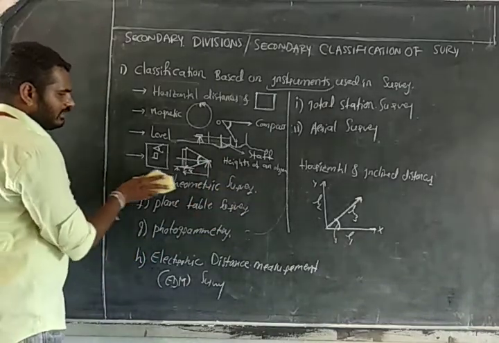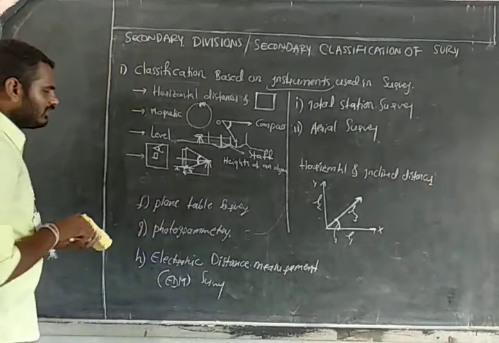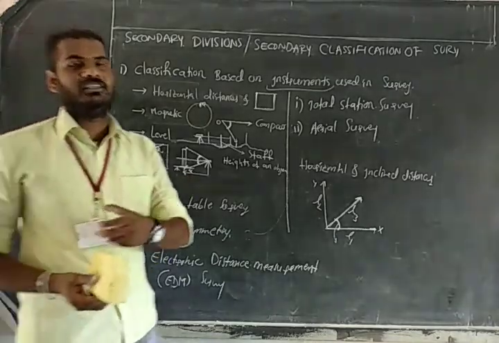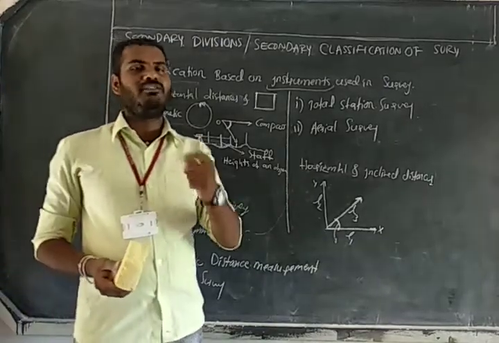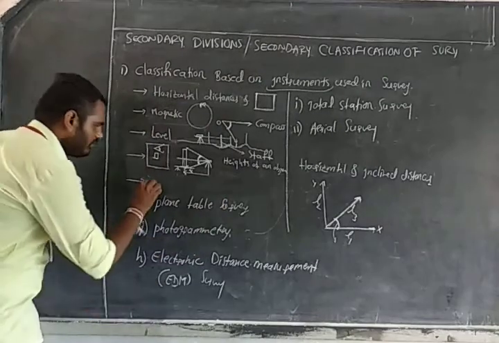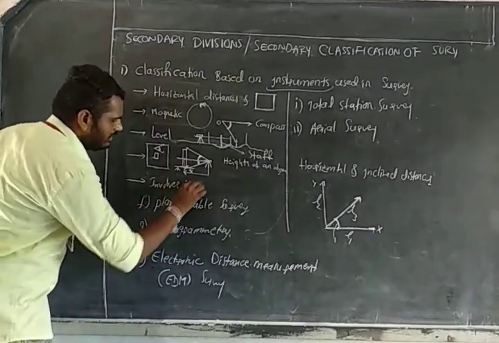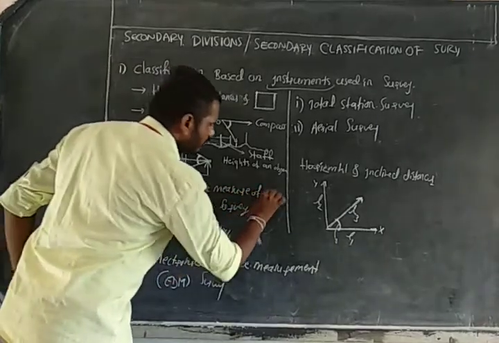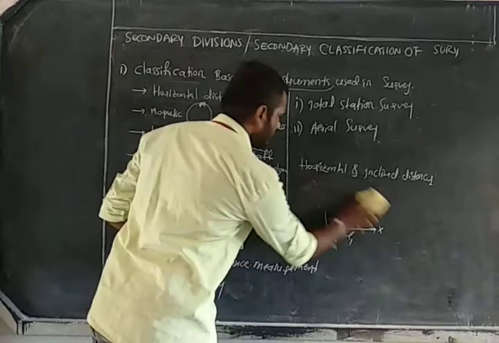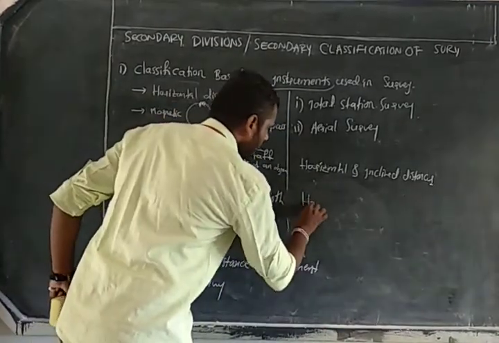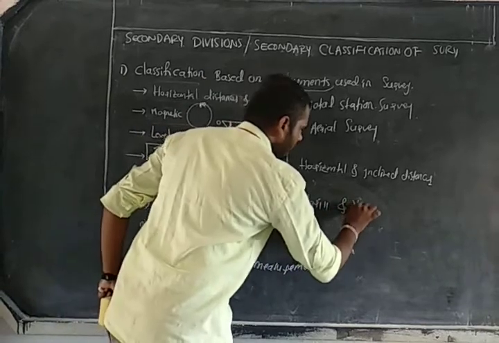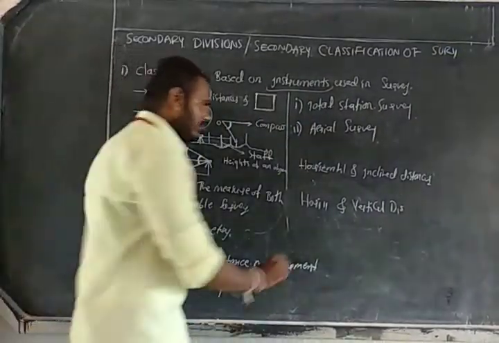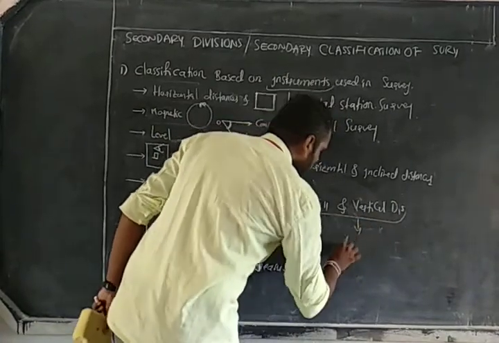Next we have tachyometric surveying, in which we use an instrument called a tachyometer. A tachyometer is a leveling instrument which is involved in the measurement of both horizontal and vertical distances with the help of constants. We call these constants the tachyometric constants.